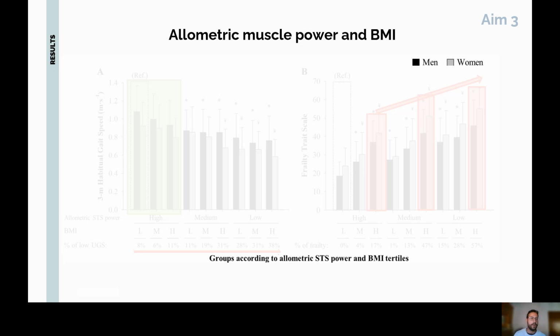As you can see in the high group, having a high BMI was not different from the reference group of having a low habitual gait speed. And similar results were found for the frailty scale, where BMI was not influencing the level of frailty according to different levels of muscle power.